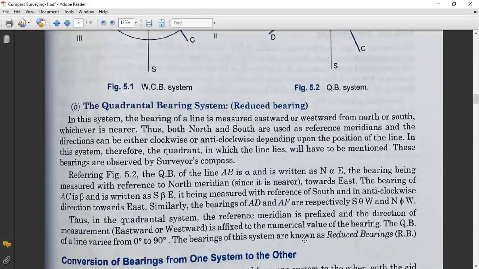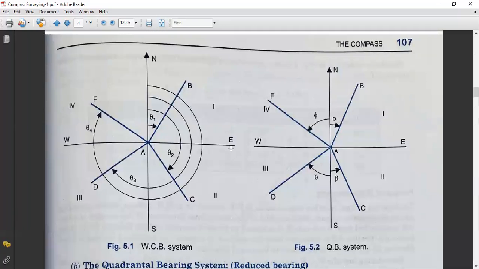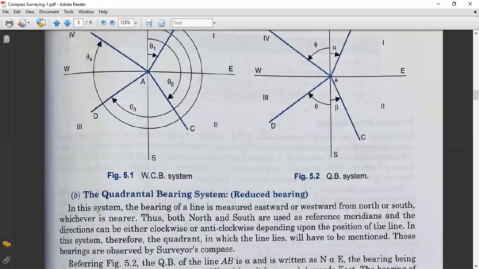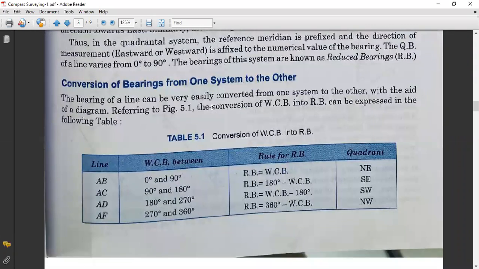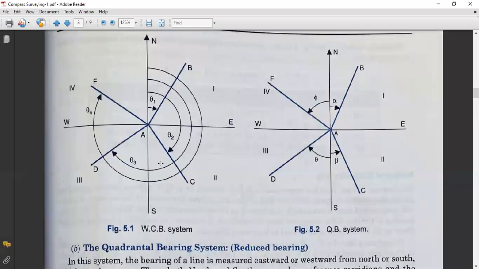Okay. So now, if the bearing of the survey line is given in whole circle bearing system, we can convert into quadrantal bearing system, or if it is given in quadrantal bearing system, we can convert it into whole circle bearing system. So how? See here. So for line AB, how conversion of bearings from one system to other. So for line AB, refer this figure.